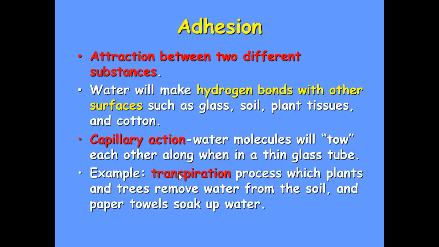And another example is transpiration. It's a process when plants and trees remove water from the soil. So they also absorb it or soak it up. That's the other example, like the paper towel soaking up water.